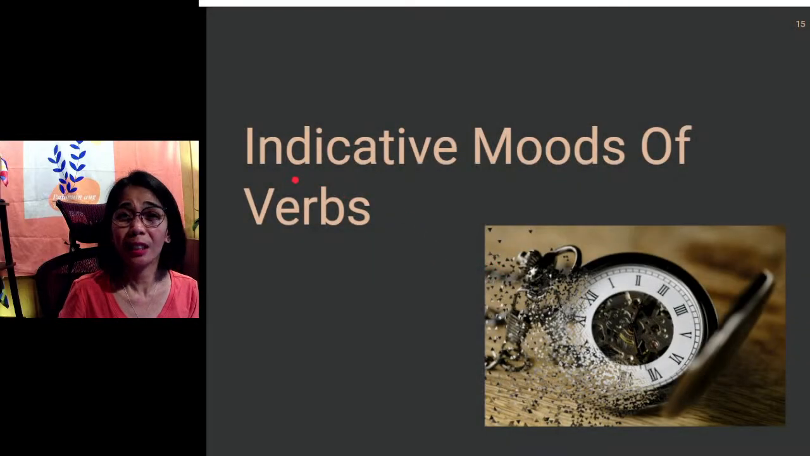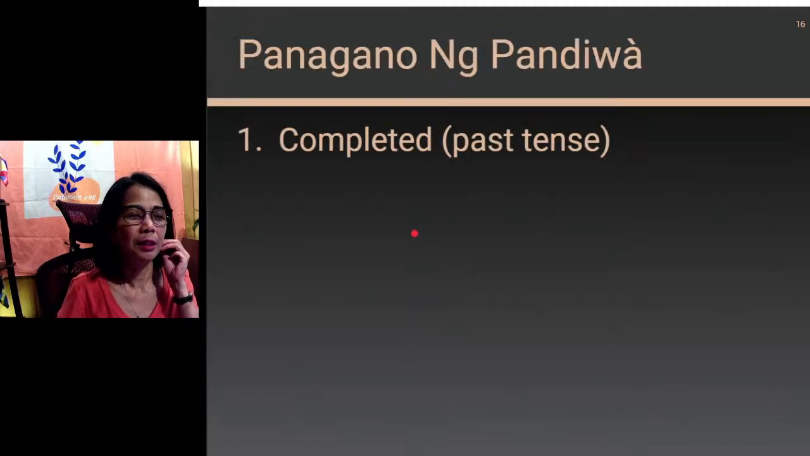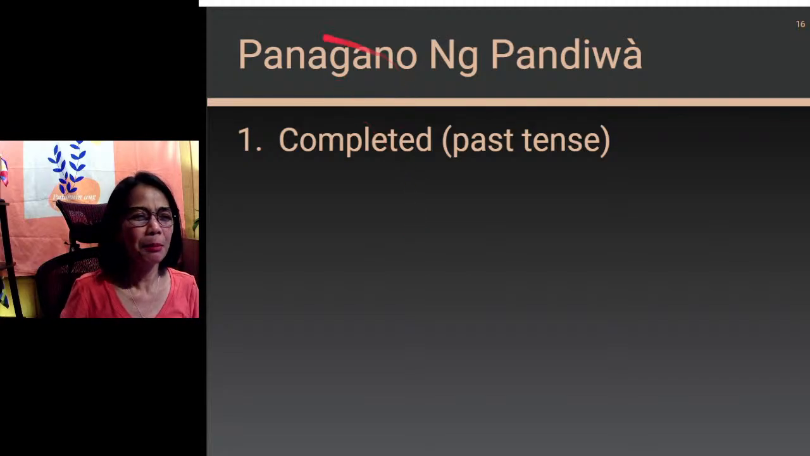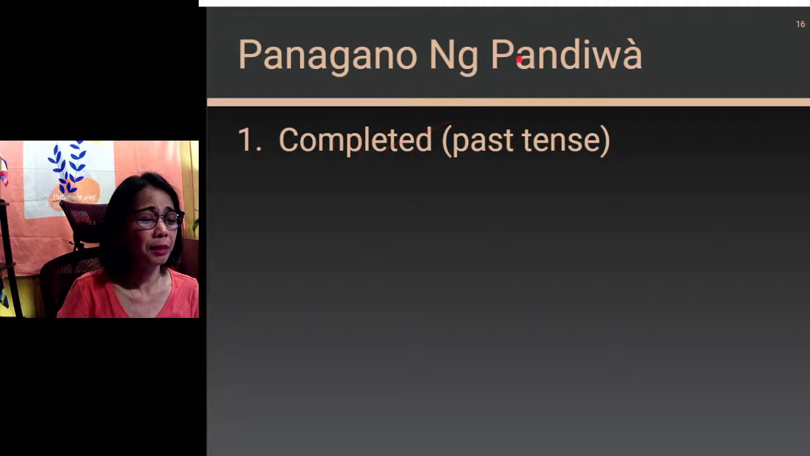Okay, let's talk about indicative modes of verbs. Okay, so let's do Panagano. Panagano means indicative in Tagalog. When you hear of Panagano, indicative, it means there is no aspect of time. So of course, when you mean aspect of time, it's the tenses, past tense. Or in other words, I use the word completed for past tense.